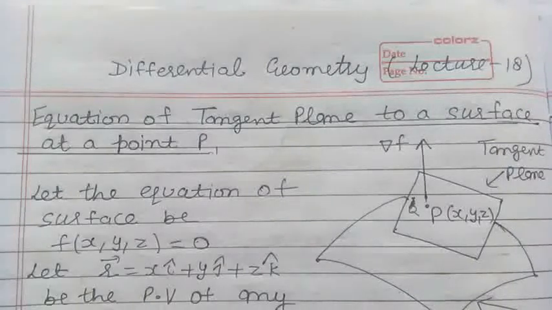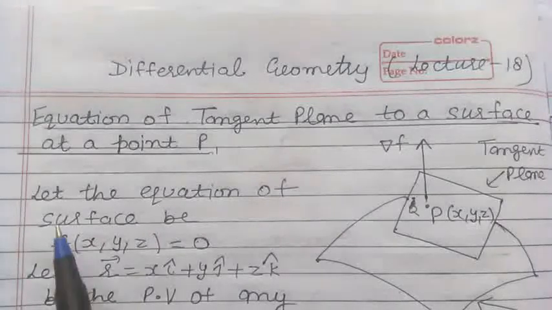Good morning, students. Today we will discuss the equation of tangent plane to a surface at a point P. Tangent plane is the plane which contains all the tangent lines at the point P. Today we will derive its equation.